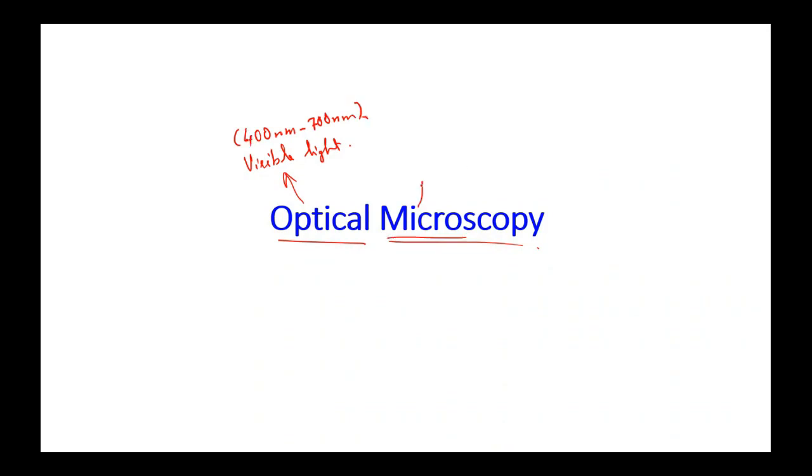The word micro comes from the Greek word micro, which means small. And scopy means view, or to see. So if you look over here, the word microscopy means to see small objects.